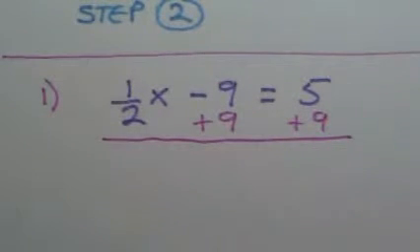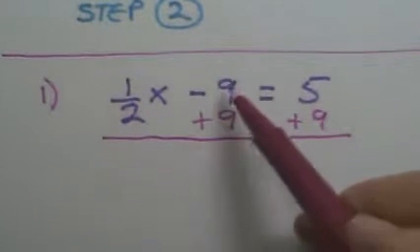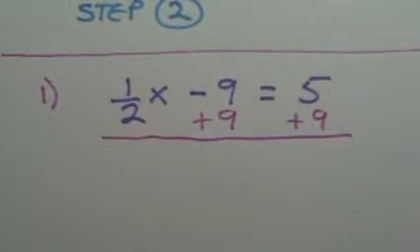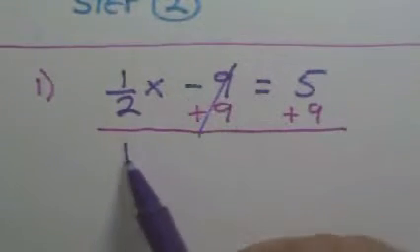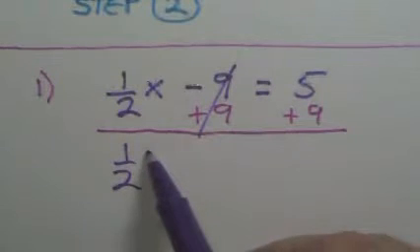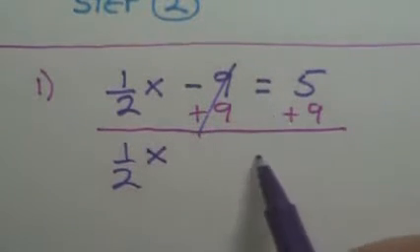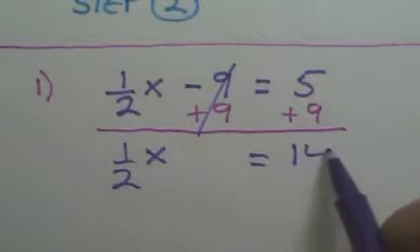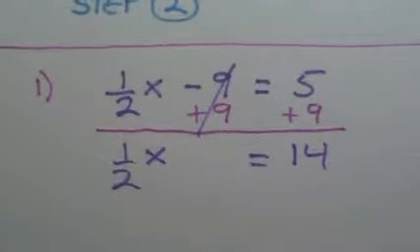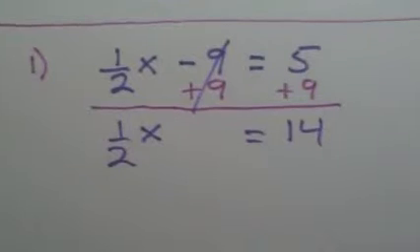We went over this last time. Okay, so this is 0, and we have 1/2 x, and then equals, and 5 and 9 is 14. Okay, we just did the first step. That's good enough. Let's go to number 2.